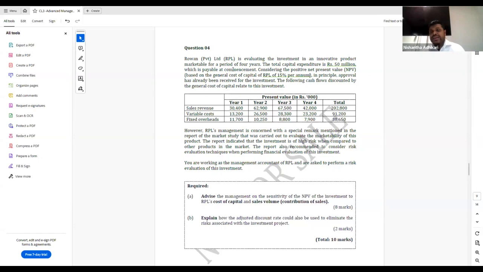Guys, I think you might have learned in project appraisal or the risk and uncertainty lesson as well, about risk and uncertainty and the risk preferences of investors, like risk seeker, risk averse, and risk neutral investors.